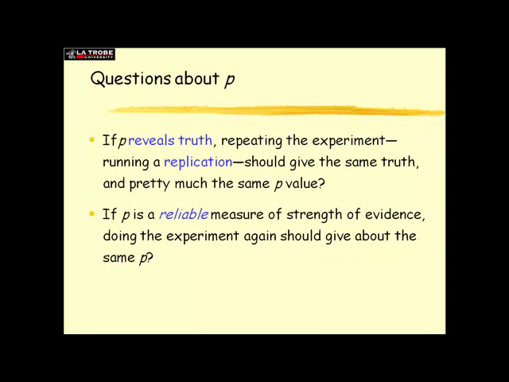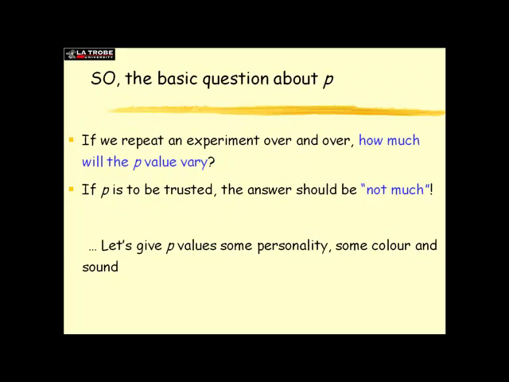If p reveals truth, a replication should reveal the same truth, so give roughly the same p. Or we could ask, is p a reliable measure of strength of evidence? If so, repeating the experiment should give about the same p. Our basic question: if you repeat an experiment, how much will p vary? If p deserves our trust, the answer needs to be not too much.